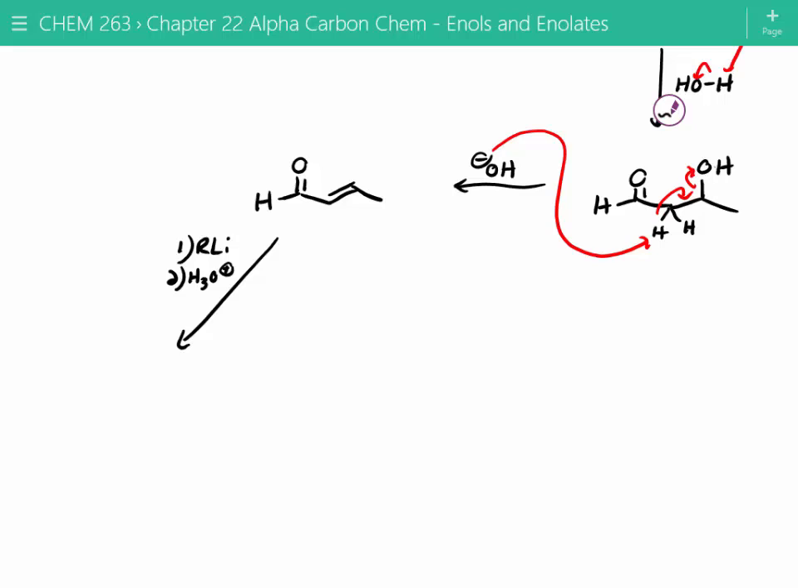So this is exactly what you would expect for what we've seen up to now. Let me actually bend this over. Your R group will add in, you'll end up with an alcohol, and the double bond will just kind of hang out over there.